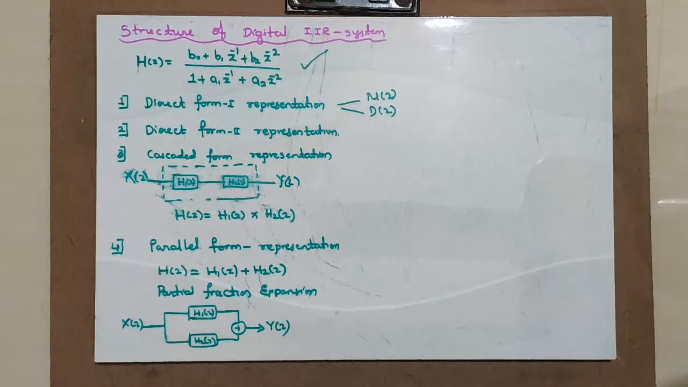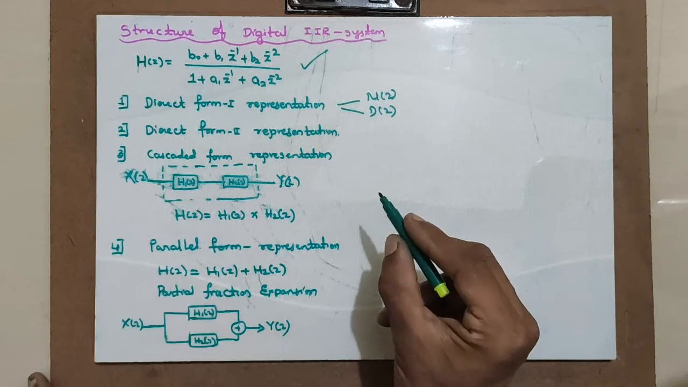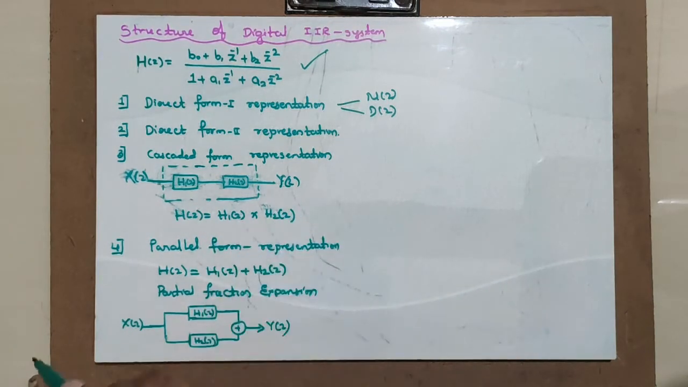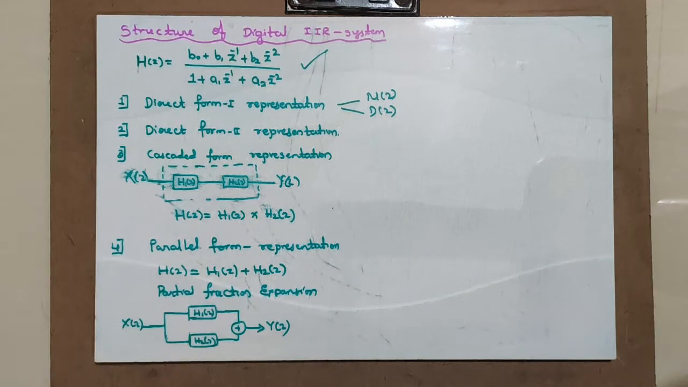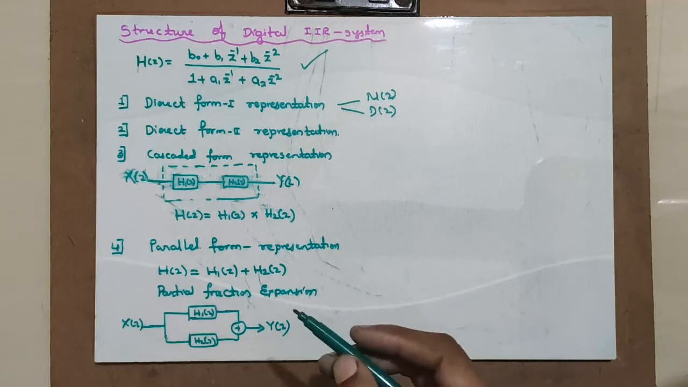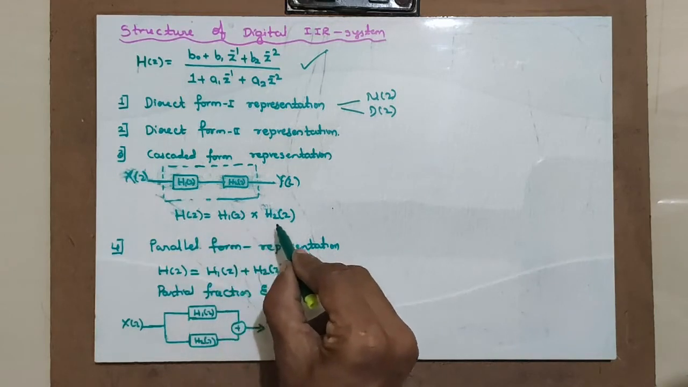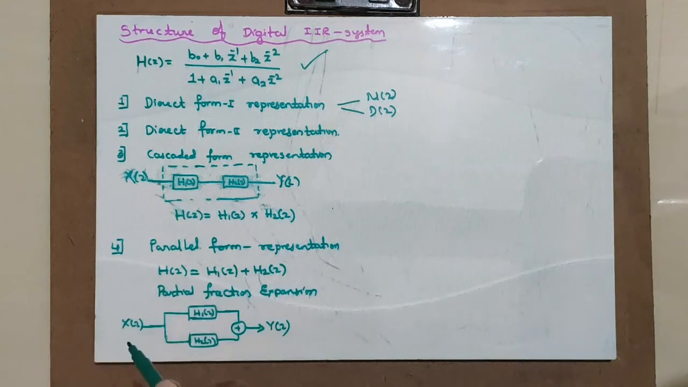Cascaded form realization. Cascaded realization, what it does is, given H(z), it is taken as a multiplication of two polynomials. For example, if there is a third order polynomial, then you are dividing that third order polynomial into second order and first order, like that. You see to it that H(z) becomes a multiplication of two polynomials, and then you represent each of the structures.